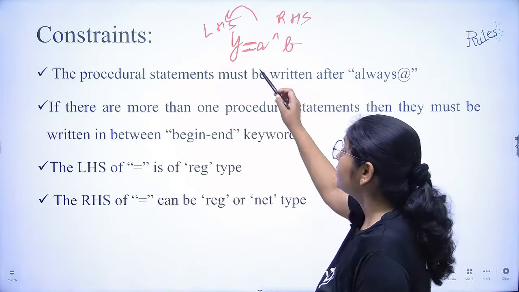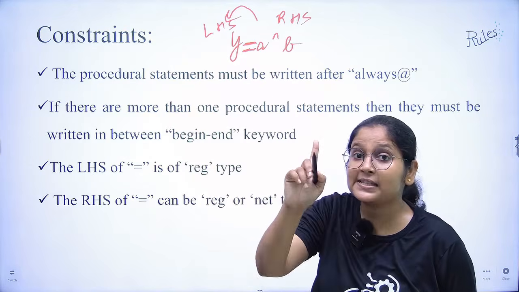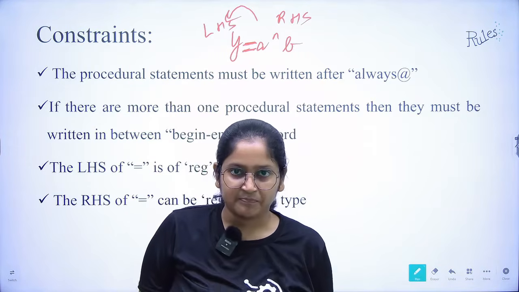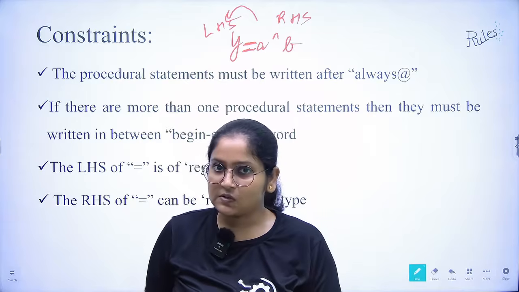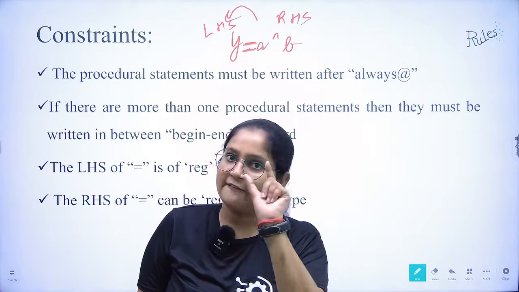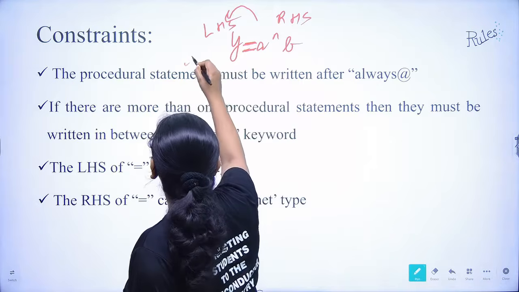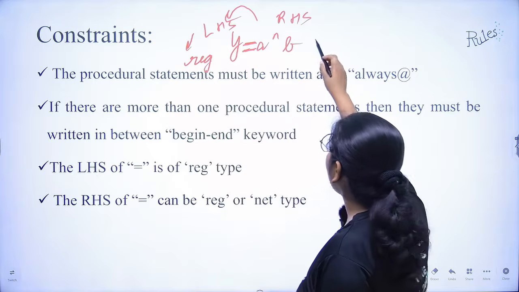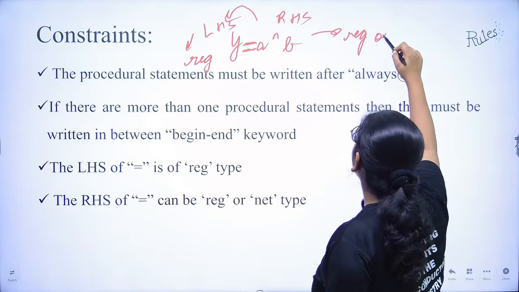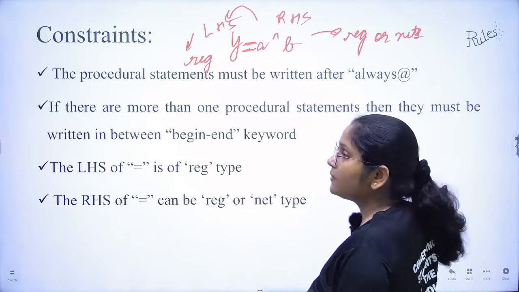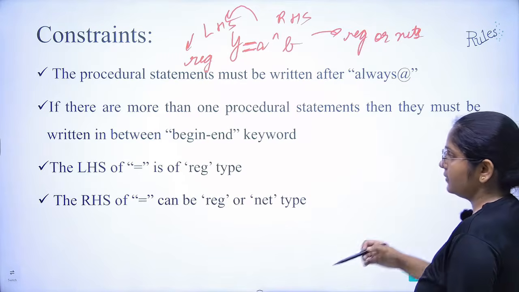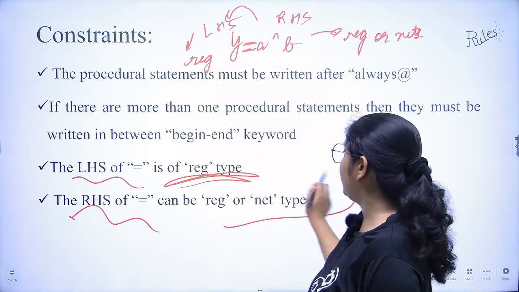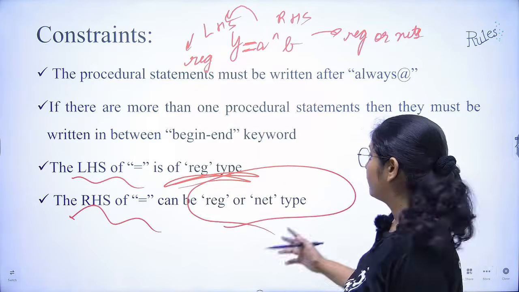This LHS has to always be reg type, because in behavioral level of modeling you store something. For storage purposes you need registers, the reg data type for your variable. So it is very important to keep in mind that the LHS has to be of reg type, and the RHS could be reg or nets. Getting it? I have written it here: LHS has to be reg type and RHS could be reg or nets type.